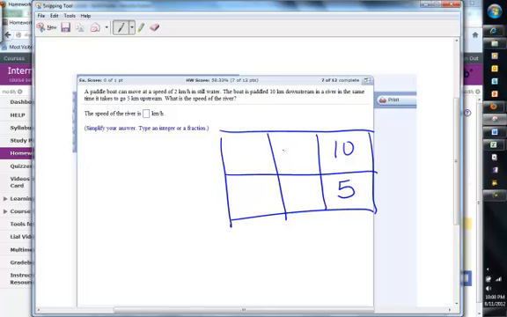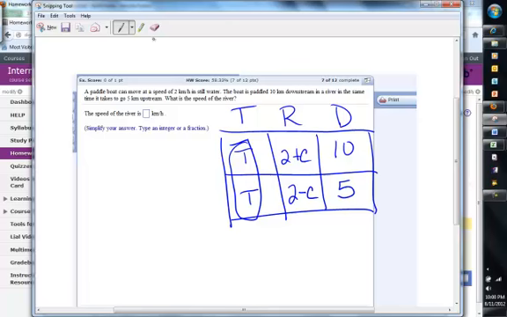So it's 2 plus the current going down, 2 minus the current going up, and it's the same amount of time, whatever that time is. Now it looks as though you've got two variables, T, R, D, but really what you can say is since the times are equal, then let's solve this backwards to figure out what T is.